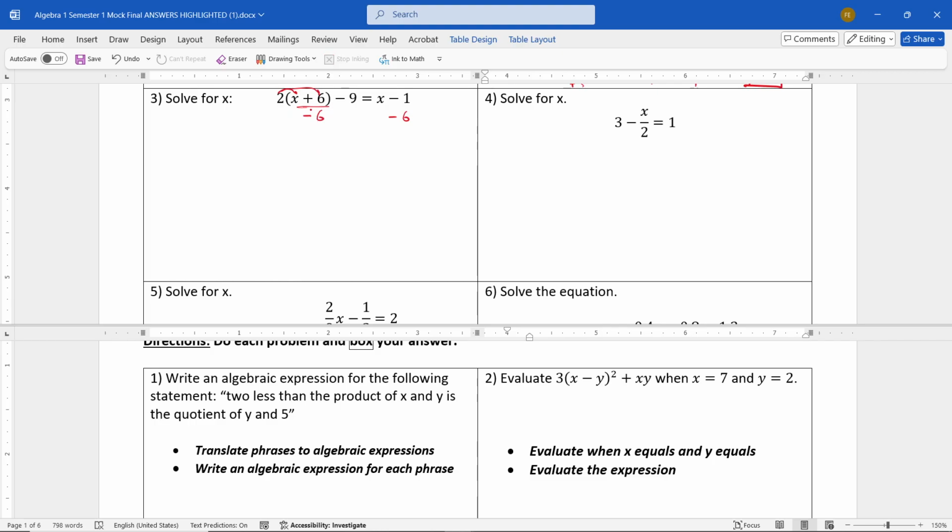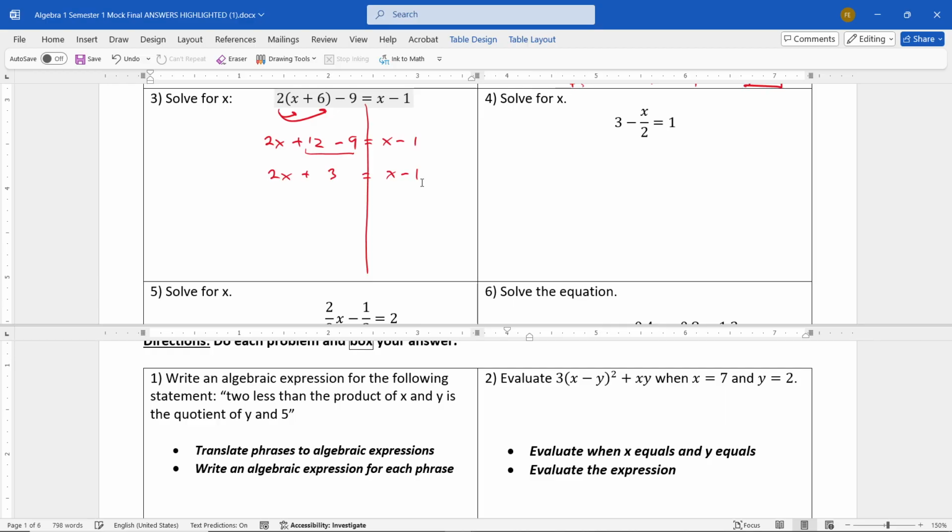So the first step you need to do when you're solving for x is make sure you distribute any parentheses. In our case, 2 times x is 2x, 2 times 6 is 12, still minus 9, and still equals x minus 1. I'm going to draw a line separating the two sides of the equation. Once you've distributed, you can combine terms. 12 minus 9 is 3, and it's still 2x plus that 3, and then x minus 1.